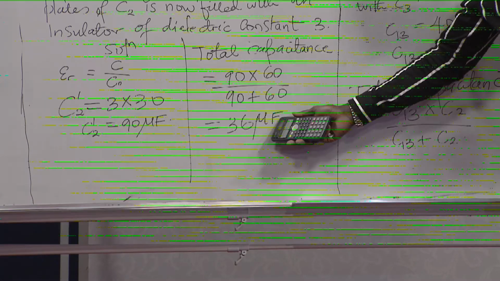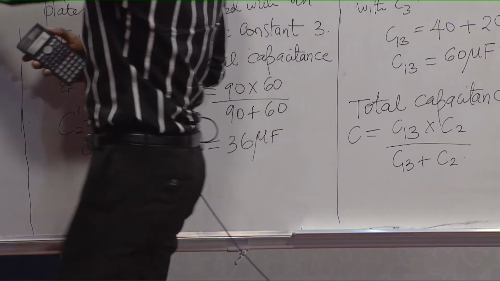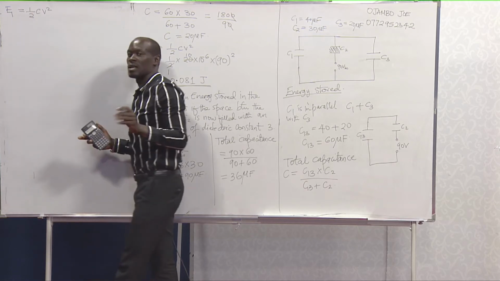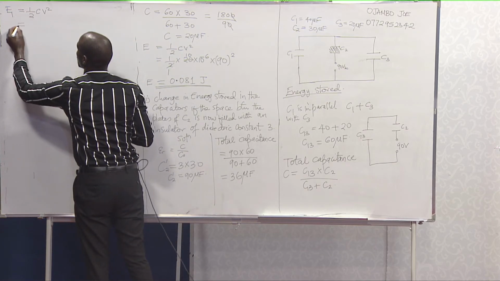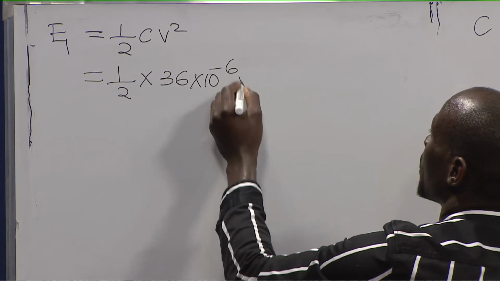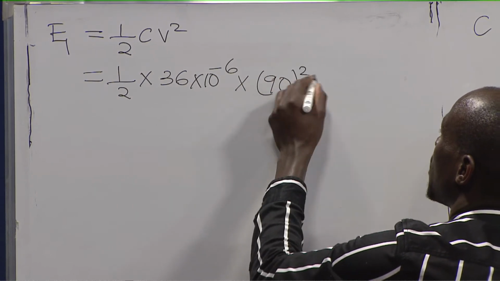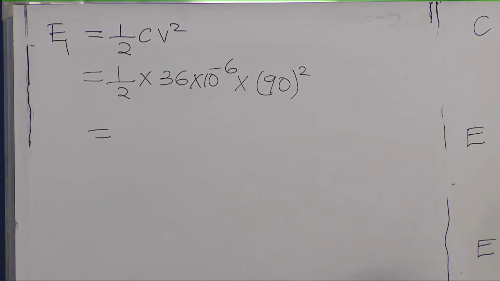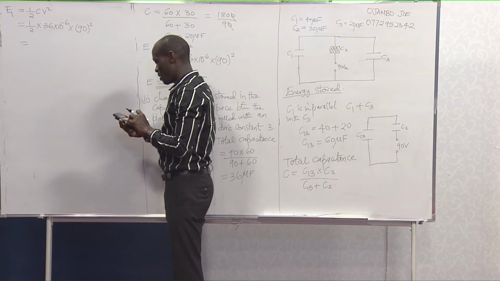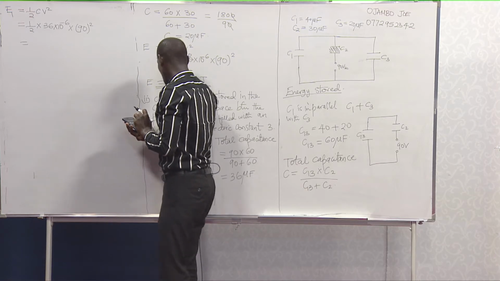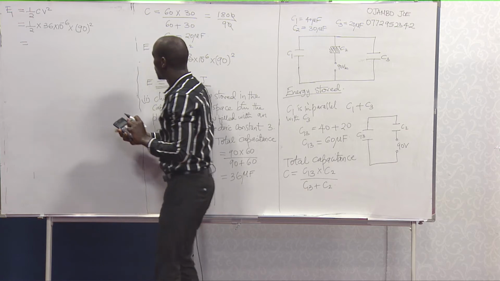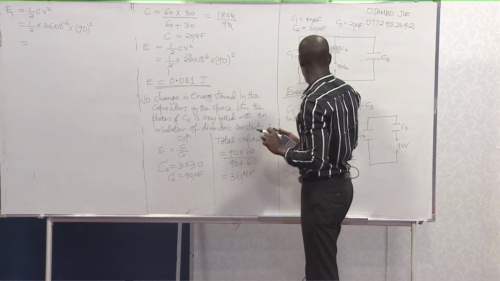So we can now get this energy using the formula. I can call it now E1. Energy E1 will now be equal to a half CV squared. Remember, it is the same PD supply, isn't it, class? Therefore, it is going to be a half times 36 exponent negative 6 times 90 squared. What does this give? 0.5 times 36 exponent negative 6 times 90 squared.